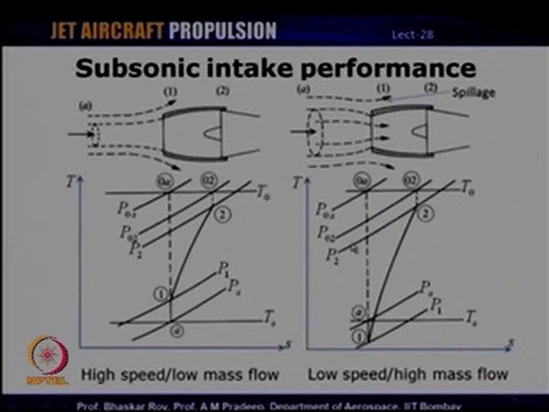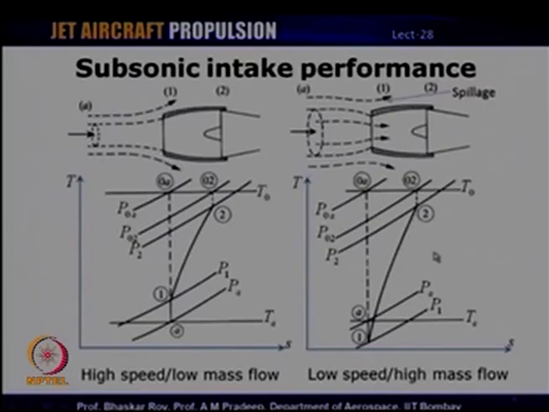So, you can see that in this case, of course, again at the exit of the diffuser, the stagnation pressure is P02, which is less than P0A. T naught corresponds to the stagnation temperature. There is no change in stagnation temperature. Here you can see that the fraction of internal compression is larger than what happens here, because here P1 was greater than PA. In this case, P1 is lower than PA.